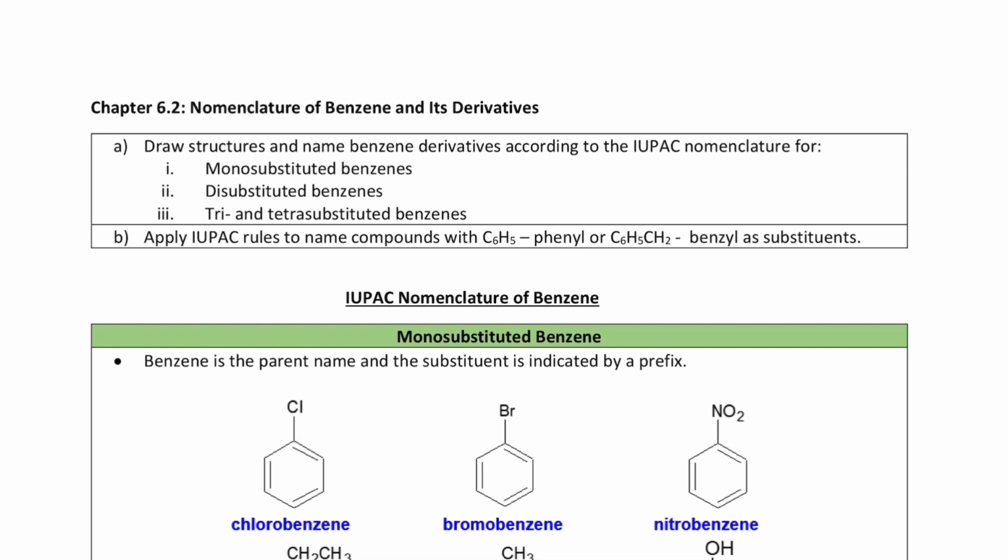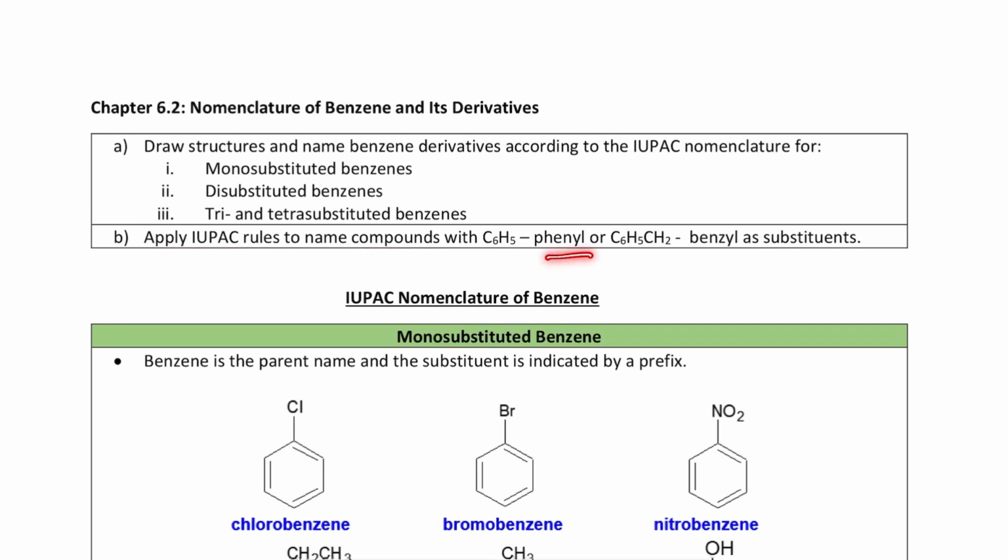Tapi benzene ni masalah dia cyclic. Dia akan bonded to satu substituent saja, kita panggil mono-substituted. Tapi kalau dia bonded kepada 2 substituent, benzene tu dia akan panggil di-substituted. Kalau dia bonded pada 3 dan 4, 3 dia panggil tri-substituted, 4 dia akan panggil tetra-substituted benzene. So, bilangan substituent yang attached to benzene tu akan menentukan cara kita bagi nama dia lah. Okay, nanti kita tengok.